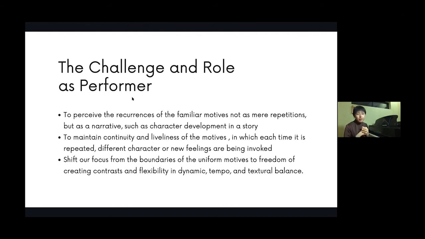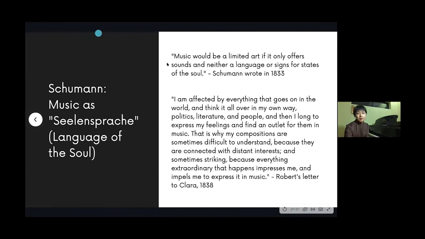And then to shift our focus from the boundaries of this uniformity, since everything is the same, to the freedom of creating contrast. You could still do contrast, even though the composition doesn't seem to contradict itself. You could still create contrast by being flexible with tempo, yeah, with the dynamic and textural balance. Okay, so that's what I think you could take home as a performer.